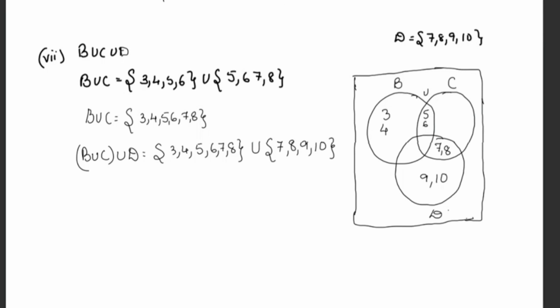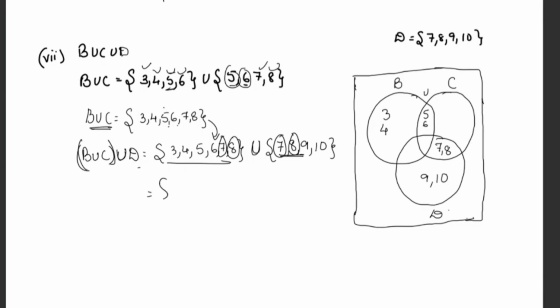Last one, again same thing, B union C we have done. What is common? 5 and 6 is common. Take out, write it. 3, 4, 5, 6. 5, 6 already written. 7, 8. Common thing one time. Then B union C written over here, this set brought in here. Union of D. So what is common? 7 and 8. So we write 3, 4, 5, 6. Common thing one time. Rest all bring it. So now this is your answer, B union C union D.